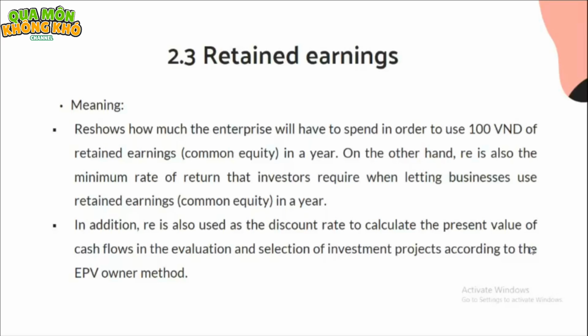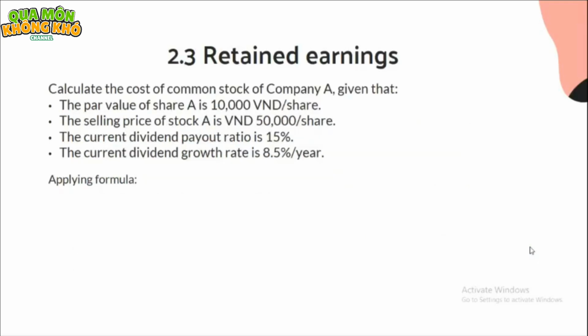RE is also the minimum rate of return that investors require in a year. And in addition, RE is also used as the discount rate to calculate the present value of cash flow in the evaluation and selection of investment projects according to the EBB owner method. Next is the example of this part, and this is the formula.